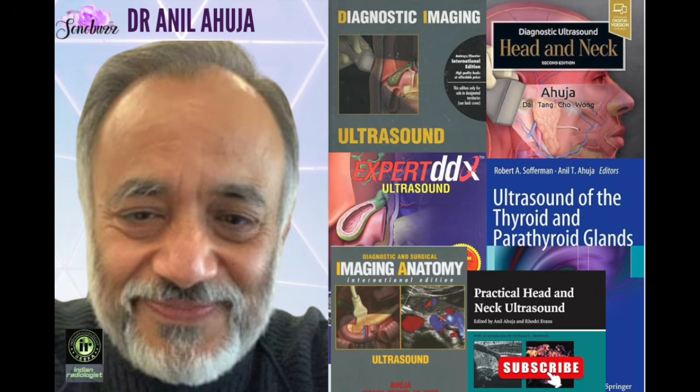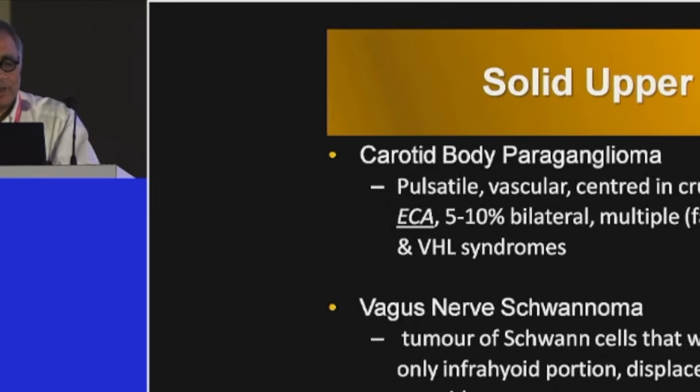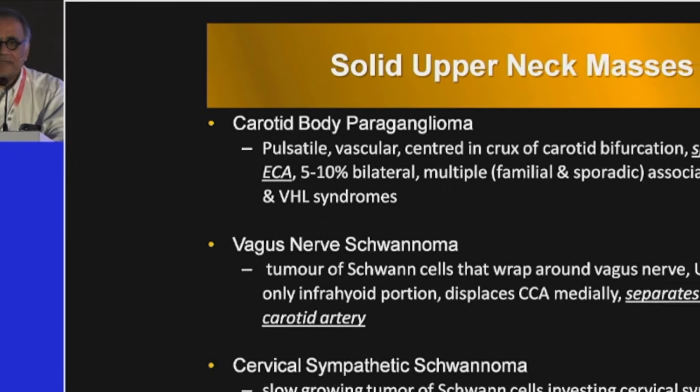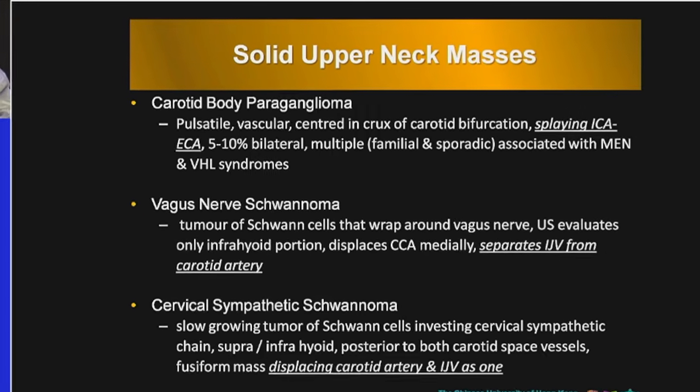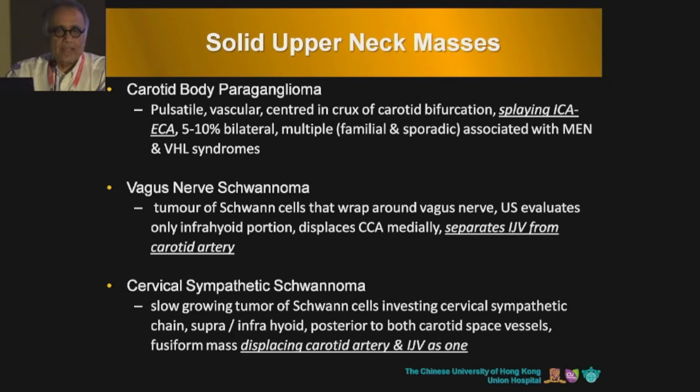Last couple of things along the neck. Solid upper neck masses. Three: carotid body tumor, vagus nerve schwannoma, cervical sympathetic schwannoma. I am not interested in how they look. I know the location is upper neck. Simply by anatomy, I have to differentiate one from the other.